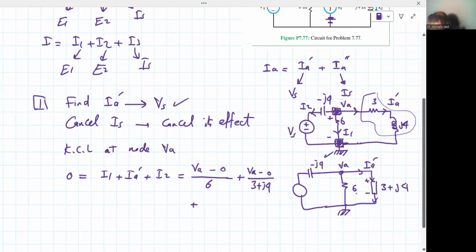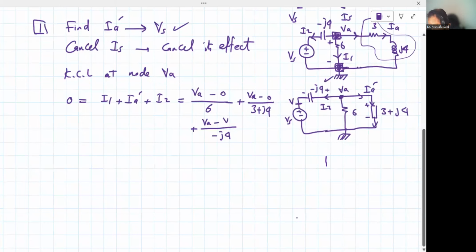We are not done yet. Plus I2. I2 is flowing in that way here through the impedance or the reactance minus G4. That's the positive, that's the negative. Goes that way, from the positive to the negative. So we know the positive terminal is VA, but we don't know the negative terminal voltage. But we know this is VS, right? Let's call this V, for example. So VA minus V over the reactance minus G4. Okay, what is V now?